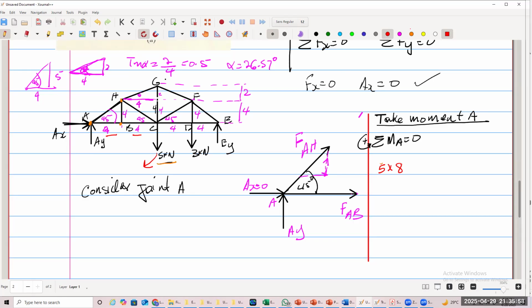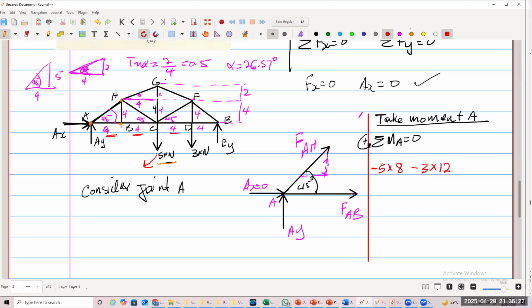So it's 5 times 8. That's it. Right? And it is minus, because it's going clockwise, opposite to our convention. The next one is going to be the 3. What's the distance from A? It's also going to be minus 3 times 4 plus 4 plus 4. So you get 12. All right.